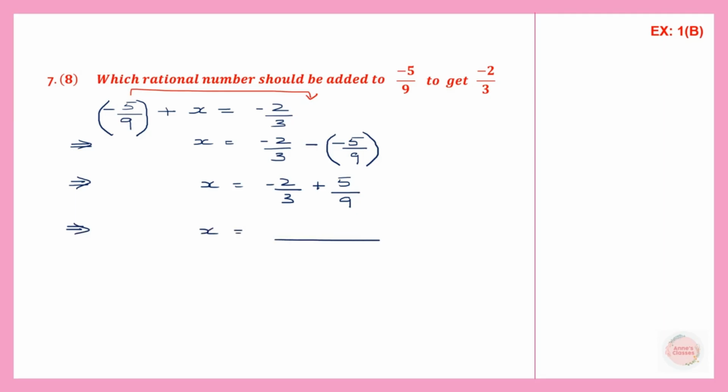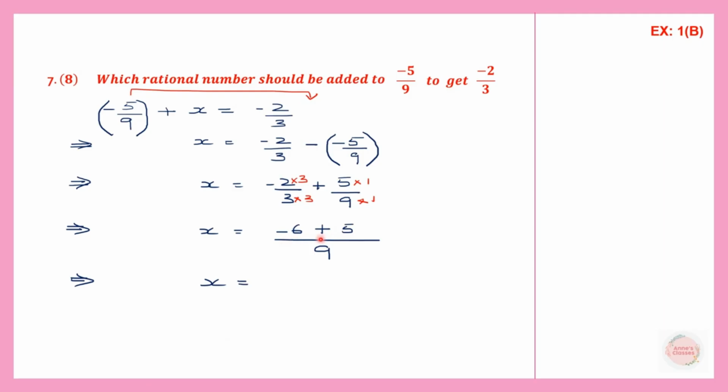The LCM is 9. And you can use any method to find the numerators. 3 3s are 9. So minus 2 into 3 is minus 6, plus on the other side we have 9. 9 ones are 9. So 5 into 1 is 5. So we can write it as it is. Now here we have, as you can see, x is equal to minus 6 plus 5.